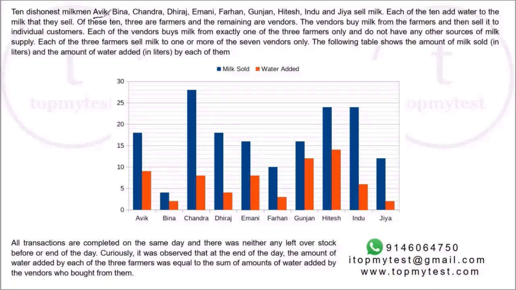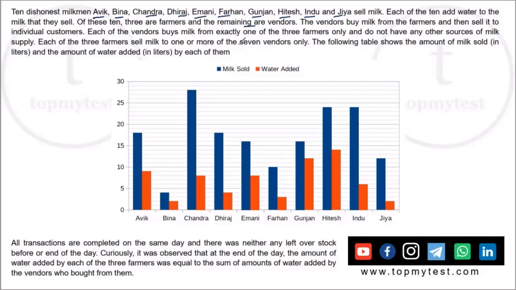Ten dishonest milkmen: Avik, Beena, Chandra, Dheeraj, Imani, Farhan, Gunjan, Hitesh, Indu and Jia sell milk. Okay, A to J sell milk. Each of the 10 add water to the milk that they sell. Of these 10, 3 are farmers and the remaining are vendors. The vendors buy milk from farmers and then sell it to individual customers. Each of the vendors buys milk from exactly one of the 3 farmers only and does not have any other sources of milk supply. Each of the 3 farmers sells milk to one or more of the 7 vendors only.